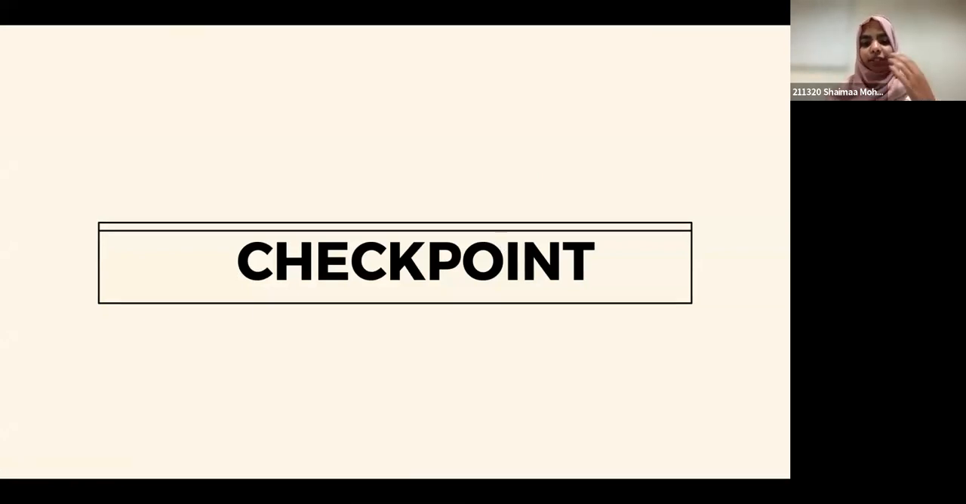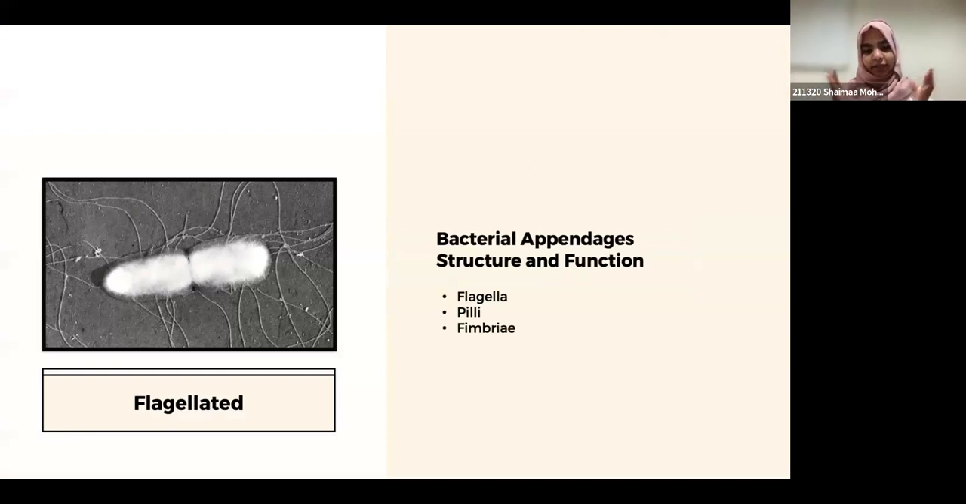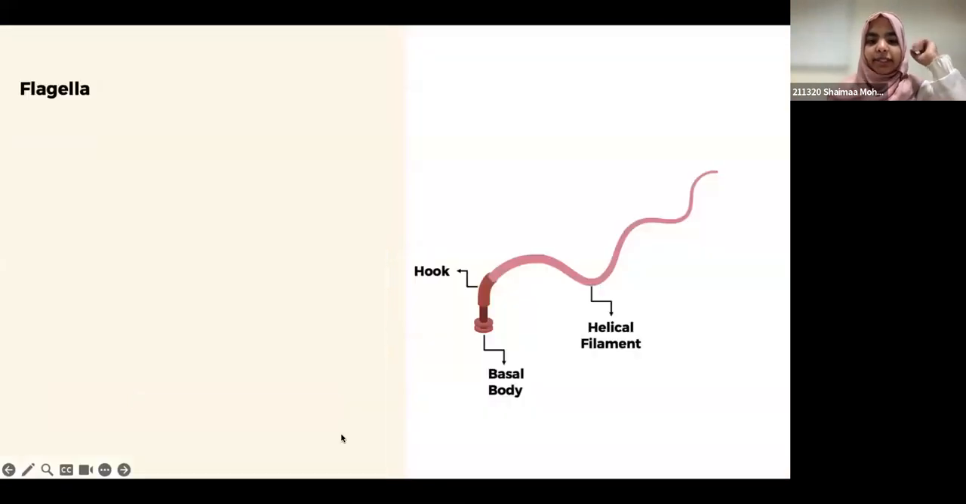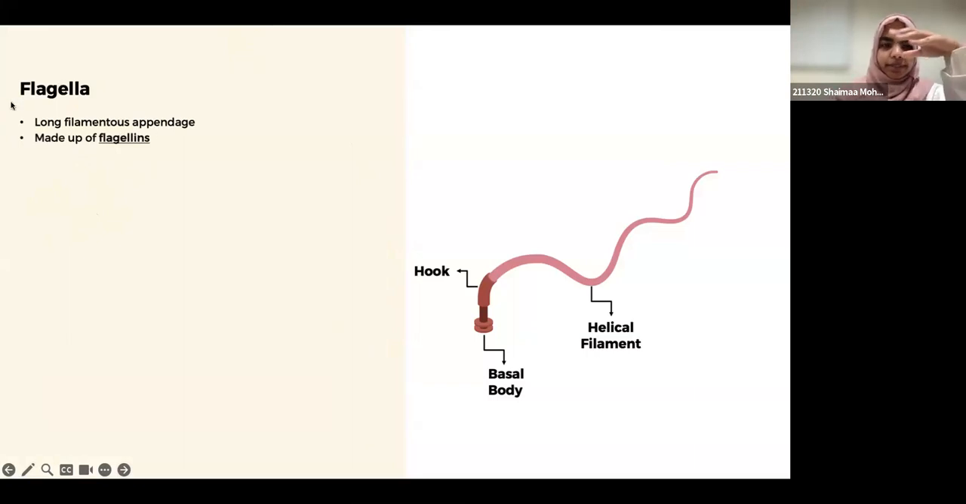So we did the internal structure, and then we did the cell envelope, and now we're going to look at the appendages, okay? So starting with the flagella. So what is a flagella? Flagella is a long filamentous appendage. As you can see, it's very long, okay? It is made up of flagellin. A trick to remember what things are made up of: if it's flagella, it's flagellin, and then we're going to see other examples. Just add -in to it, basically, okay?